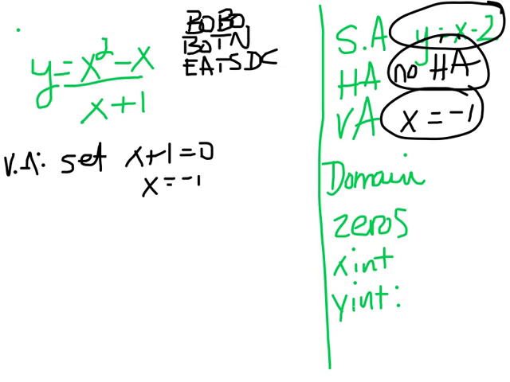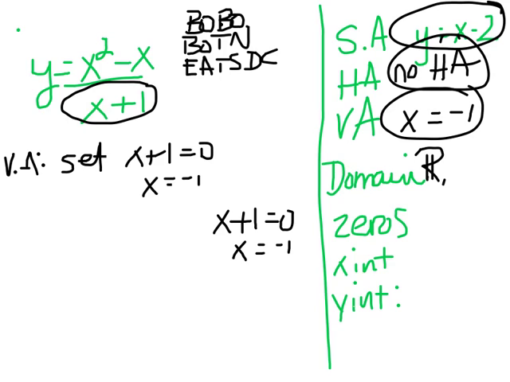Now the domain: I can plug in anything I want, except if I plug in x equals negative 1, it would make the denominator 0, and I can't have that, or I have an illegal, undefined fraction. So if I look at that, x plus 1 equals 0, x equals negative 1, my domain is all real numbers, but x can't equal negative 1.